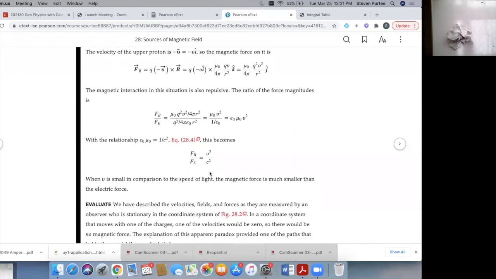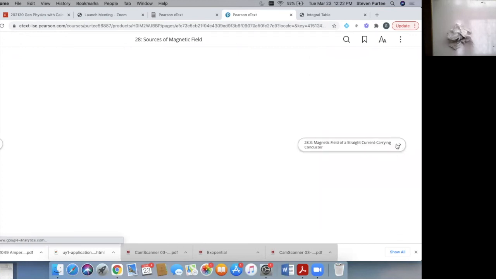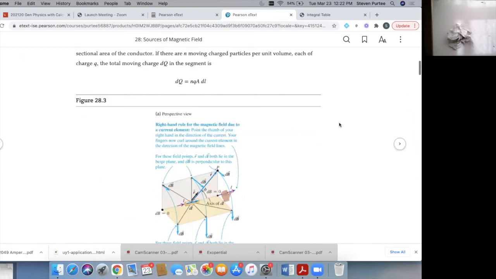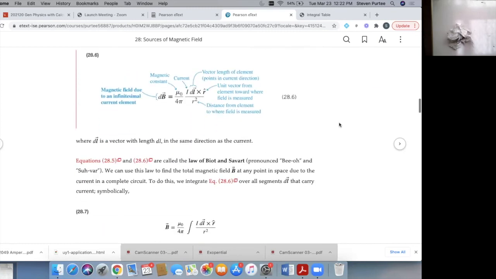Which means if your velocities aren't very big, c squared will be much bigger than your velocities. And the magnetic field will be very small compared to the electric field, or the forces will be very small. If v is approaching the speed of light, then this becomes significant. Okay, so that was for a single moving charge affecting another single moving charge. What if we have a whole bunch of charges? Well, then we have to integrate.